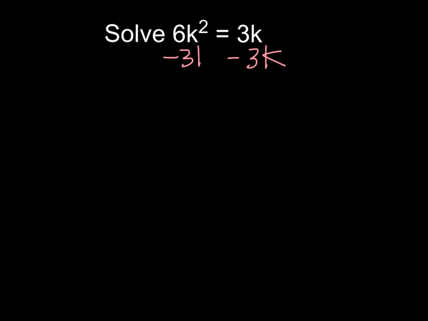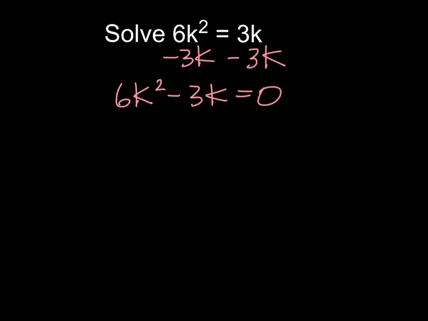Remember, you always want to keep the squared term positive. So that's why I'm going to choose to move this other term to the left. So then we get 6k squared minus 3k equals 0. Now that it equals 0, we can try to factor what's on the left.